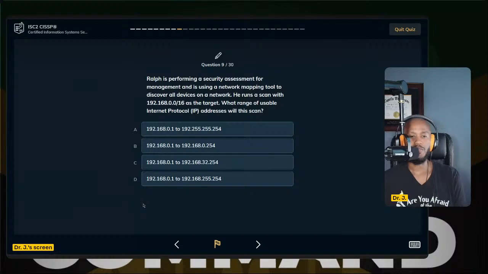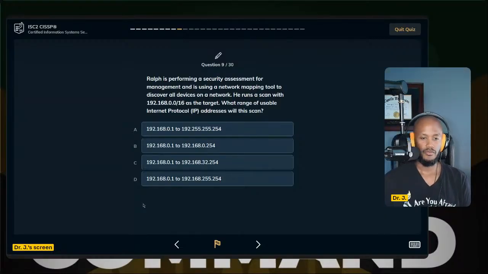All right. Ralph is performing a security assessment for management and is using a network mapping tool to discover all devices on a network. He runs a scan with 192.168.0.0/16 as a target. What range of usable internet protocol addresses will this scan? Mhm. 16. So you're splitting the network in half.